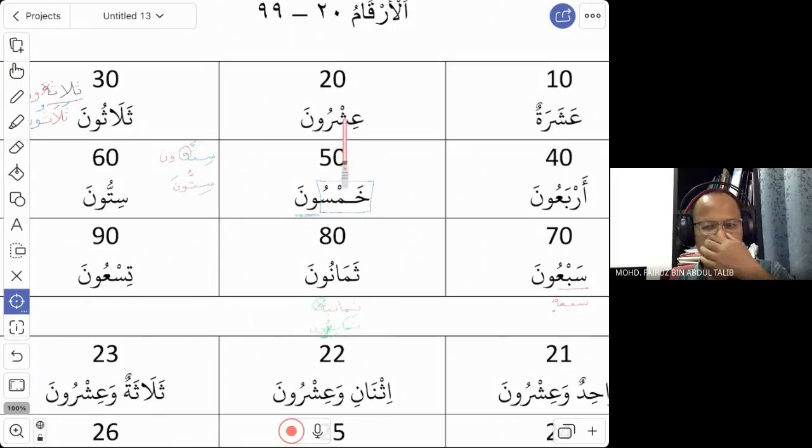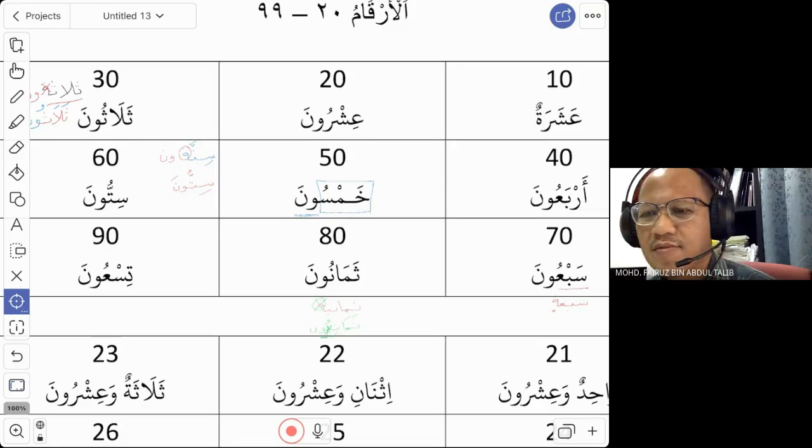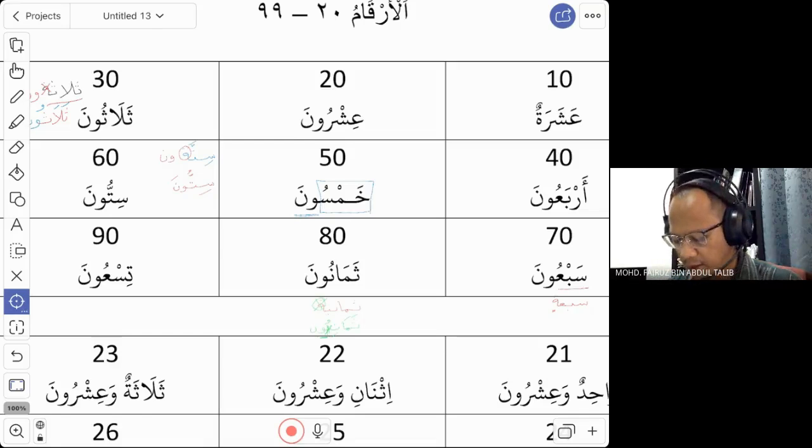Ashara, ishrun, thalathun, arba'un, khamsun, sittun, sab'un, thamanun, tis'un. Ishrun, thalathun, arba'un, khamsun, sittun, sab'un, thamanun, and also tis'un. Any question for these numbers? 10 to 90. Okay. Now you have learned ishrun, thalathun, arba'un until tis'un.